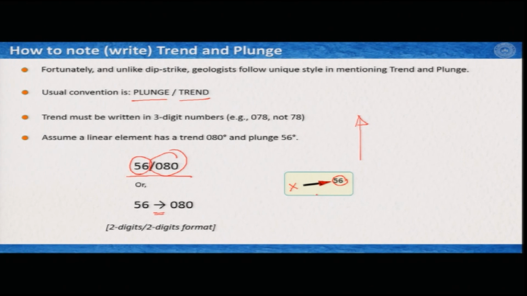If it was, for example, 0 degrees as your trend and 40 degrees as your plunge, then with respect to north you would make it like this. So, that indicates 0 degree trend and 40 degrees plunge. You write it like this.